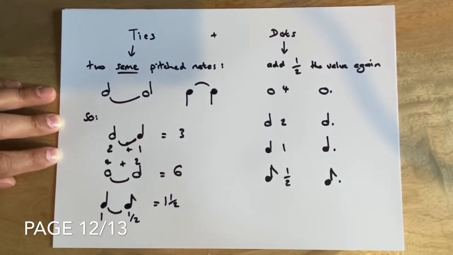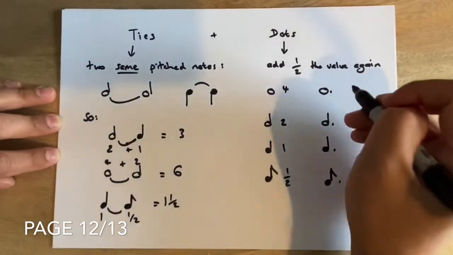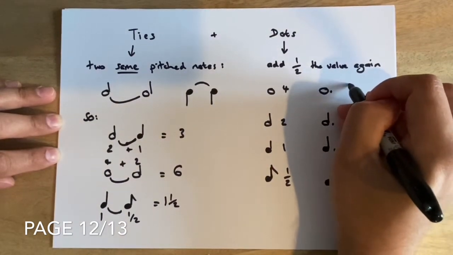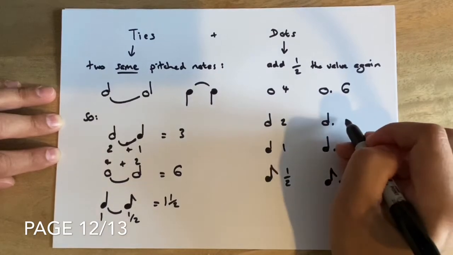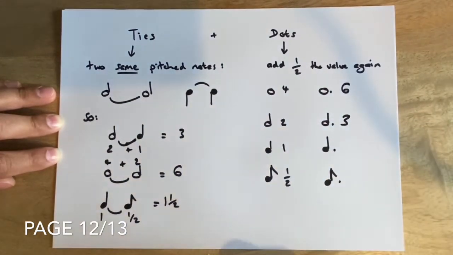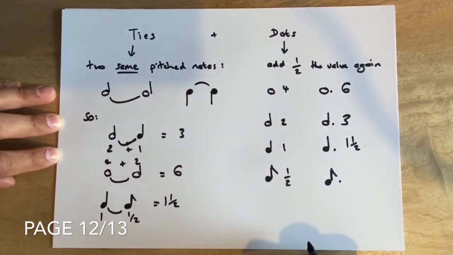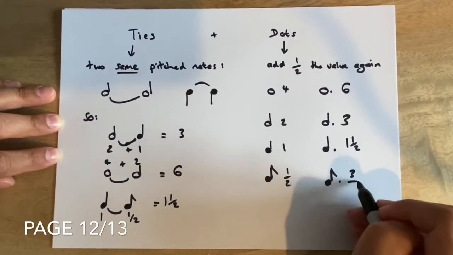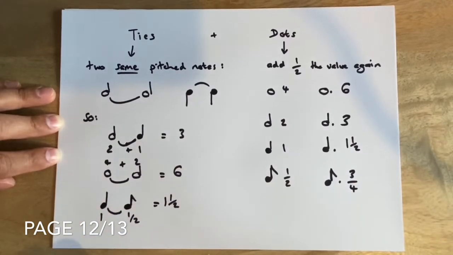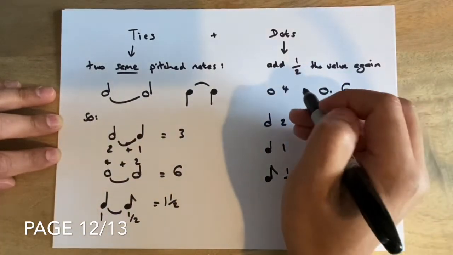Okay, we'll go through the answers now. So the dotted semibreve is going to be worth 6 counts because half of 4 is 2, so it's 4 plus 2. A dotted minim is 3, a dotted crotchet is 1.5, a dotted quaver is worth 3/4 of a beat. Okay, let's just go through the maths to work out why.